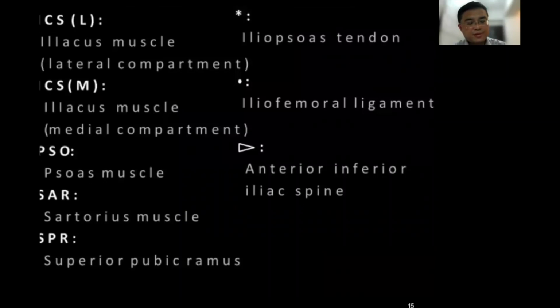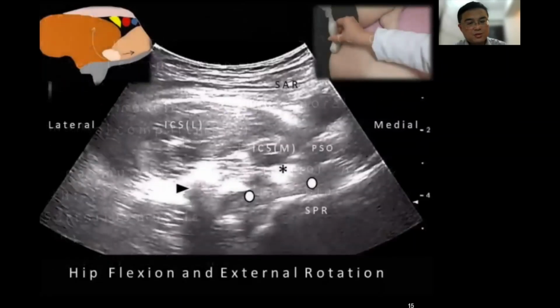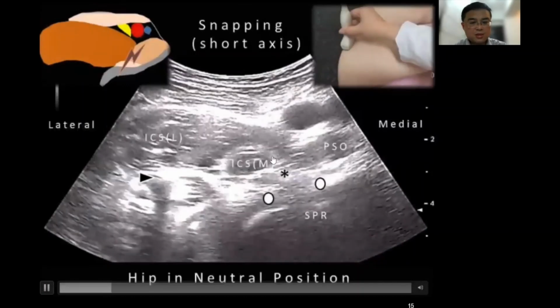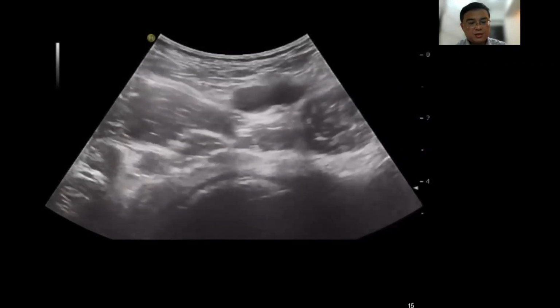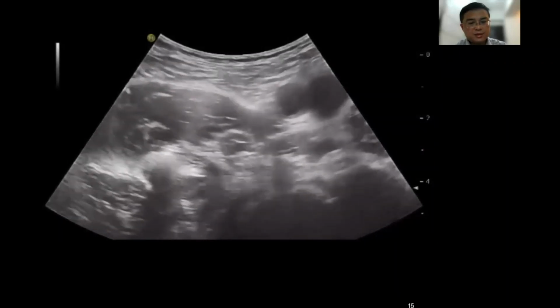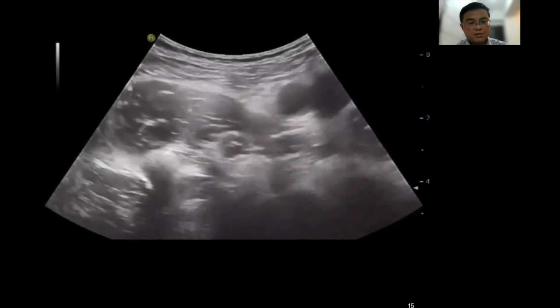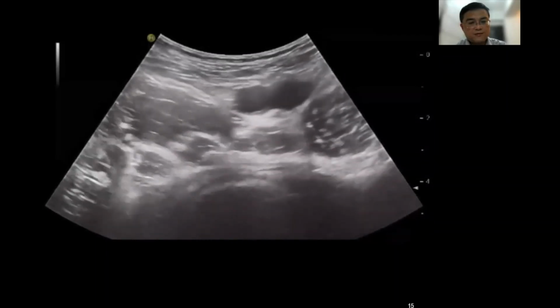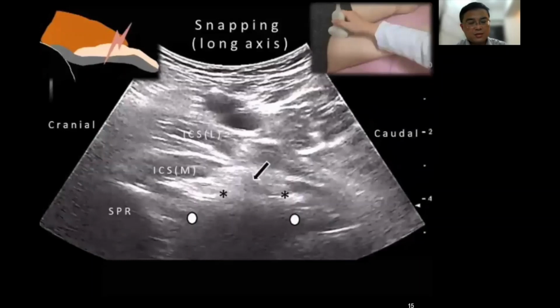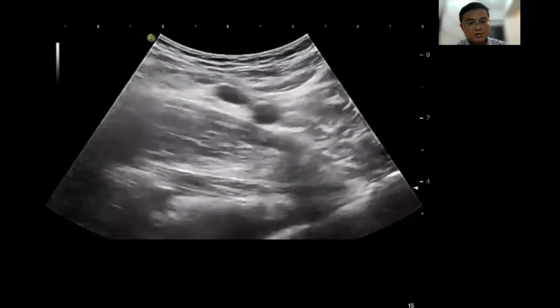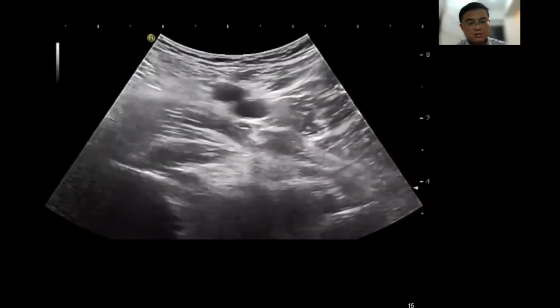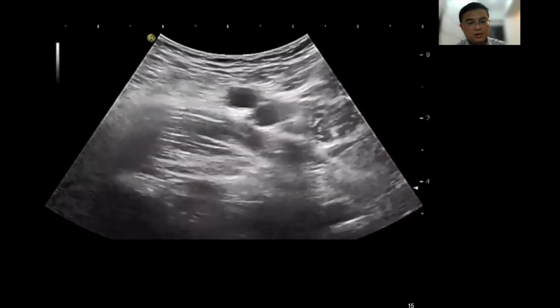So this is the abbreviation for the terminology I use in the picture. As you can see, this is the iliacus, lateral, medial, and this is the tendon. So then we ask the patient to flex and extend the hip. So you can see a splash emerging from the video. So this is the moment when snapping happened. So you can also use the long axis to reprovoke the snapping.